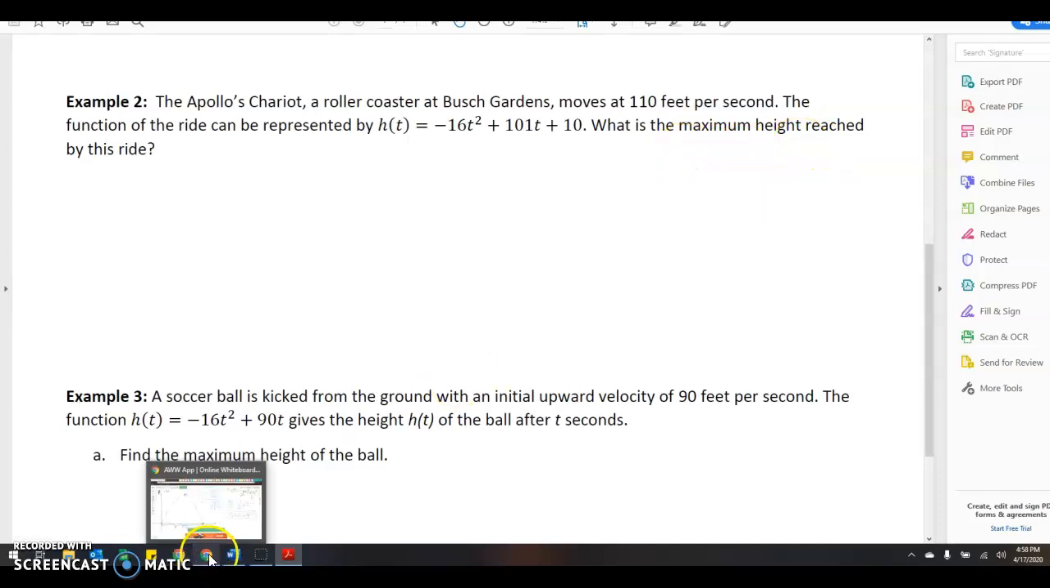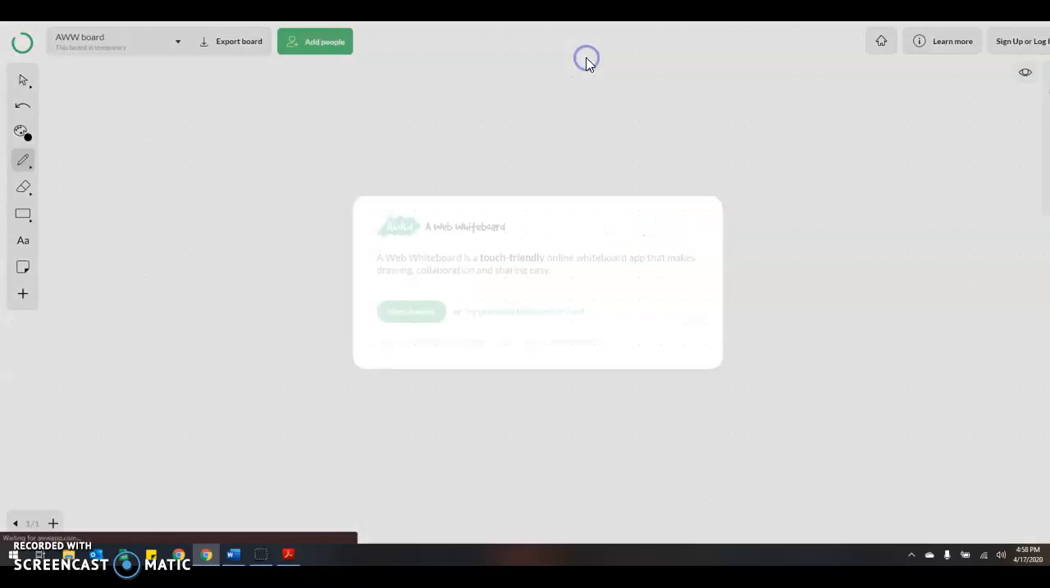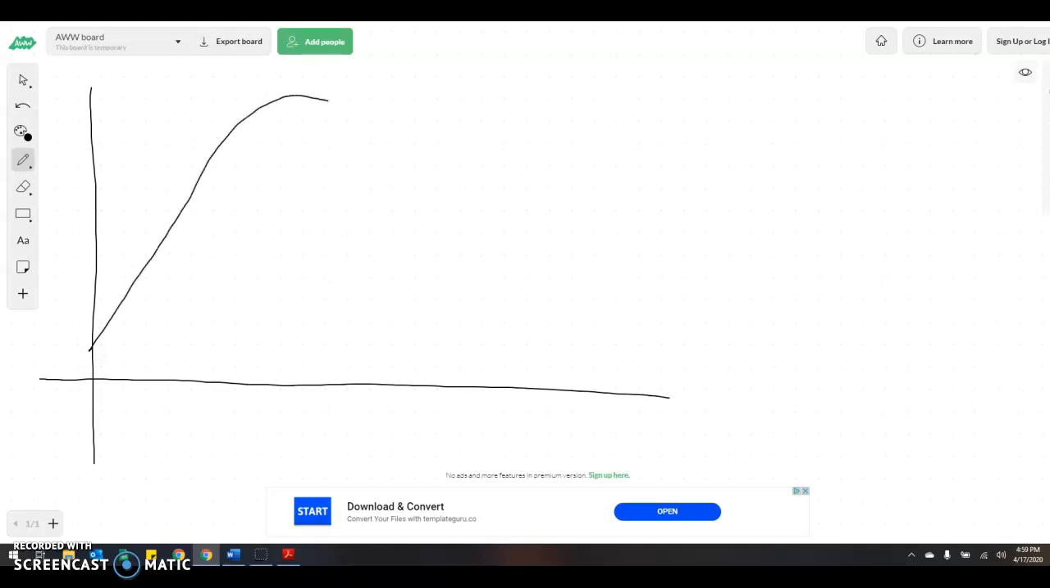And to figure that out, I'll draw another graph. Let me see if I can quickly erase all this, and draw another graph. Once we graph it, we're going to get something that looks like this. And this time I don't care about where it's going to end up. I want to know what the maximum height is. By looking at this parabola, I can see visually that the maximum height is going to be up here. Well, to find that, I use my formula again to find the axis of symmetry, and then I'm going to plug that number into my original equation to figure out what it's going to be.